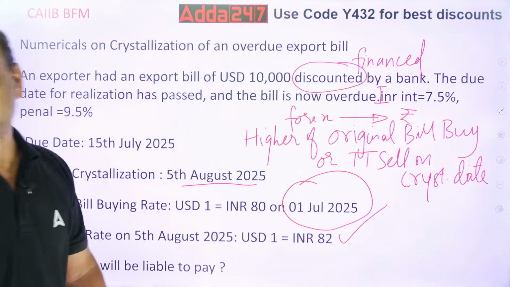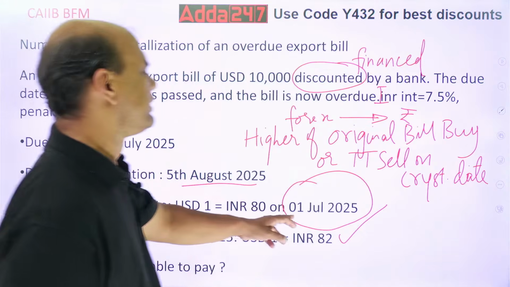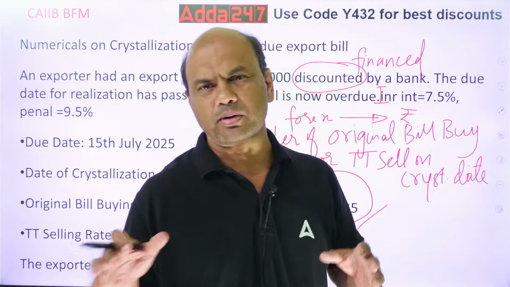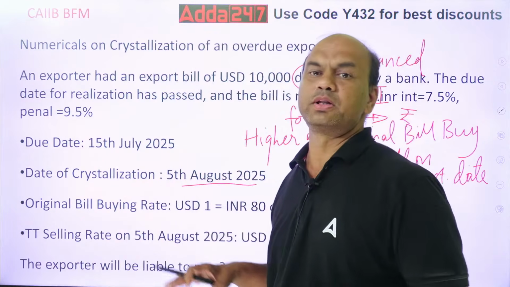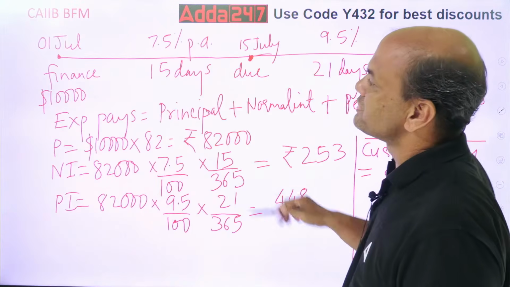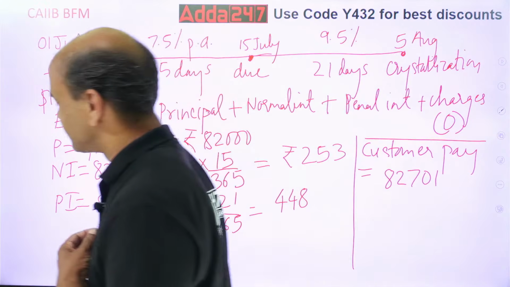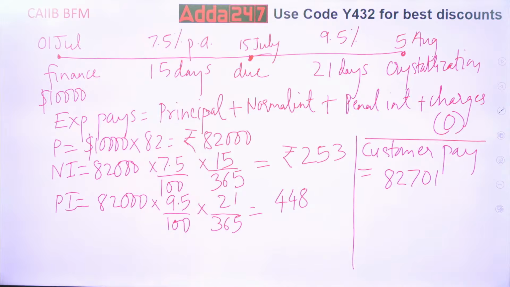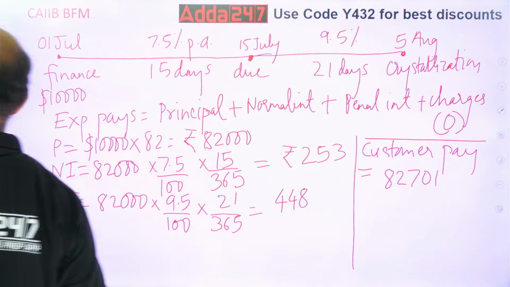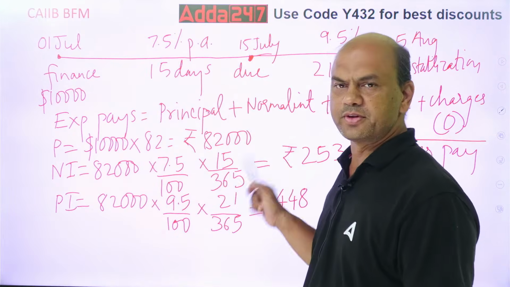That's what I was thinking. How can it happen that the bill buying date was not given? Okay, so it is given as 1st July. That's why. I also thought in the problem, how can we design the problem without the financing date? So, date you have got now, 1st July to 15th July, it will be a normal rate of interest. So, what is the normal rate of interest? 82,000 into 7.5 upon 100 into 15 upon 365.